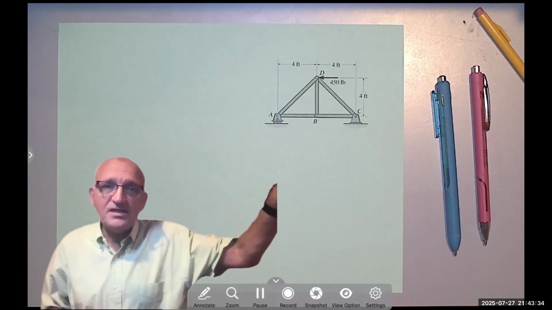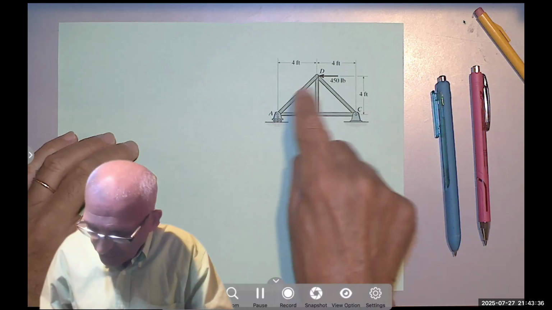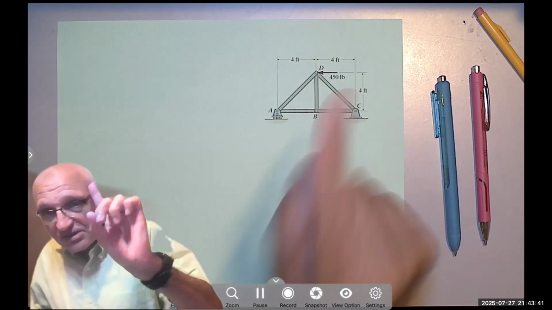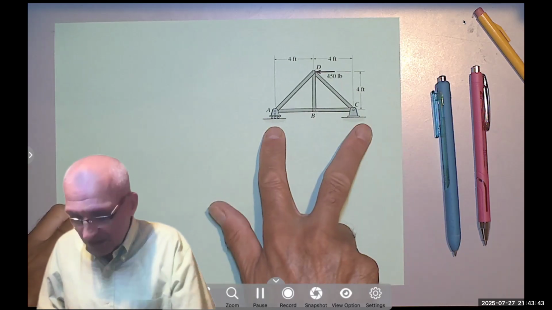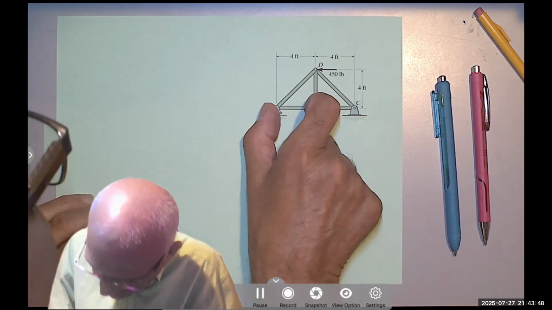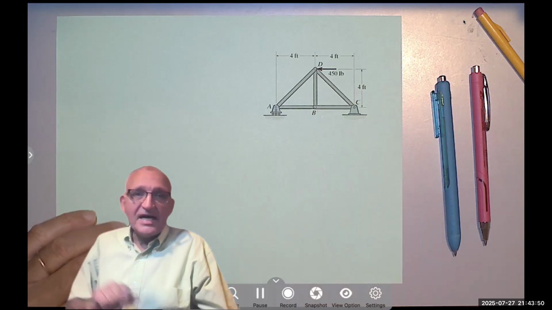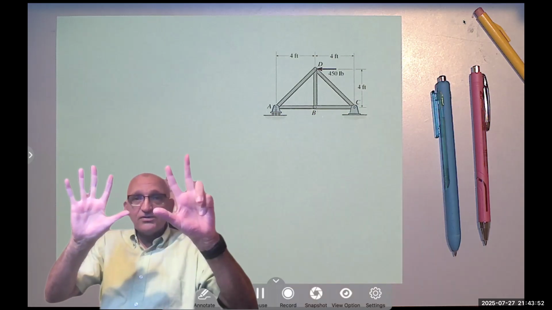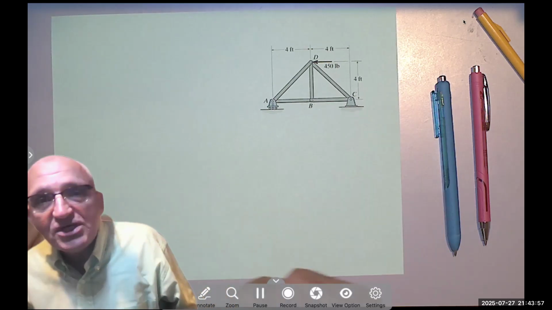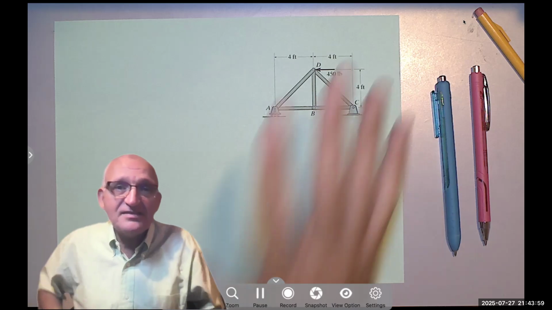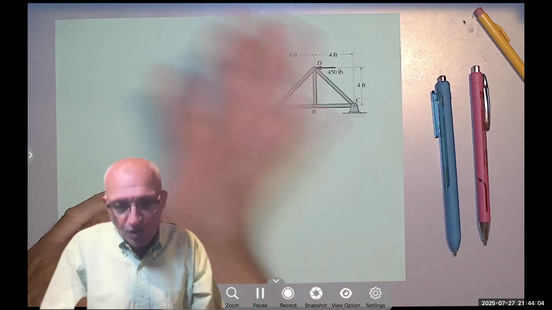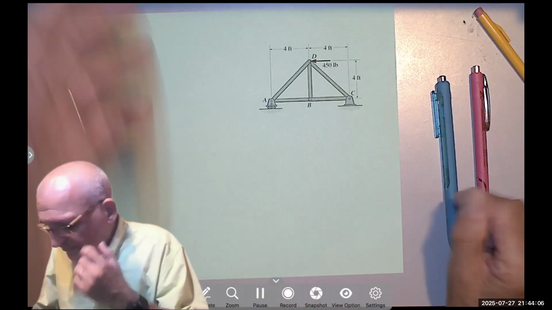How many unknowns? 3 components of the reaction, and 5 members. Notice AC is not a member because if it were, it's connected in the middle, so it's no longer a two-force member. But AB is a member, BC is a member. I have 5 members and 3 component reactions for a total of 8. 4 joints times 2 equations equals 8. So it's statically determinate.